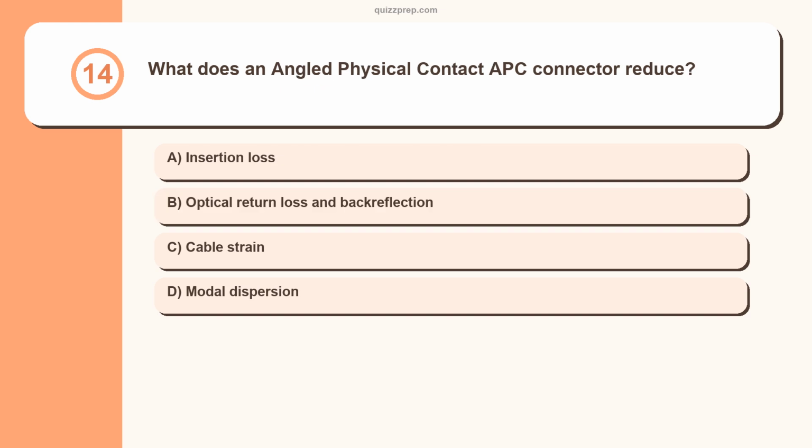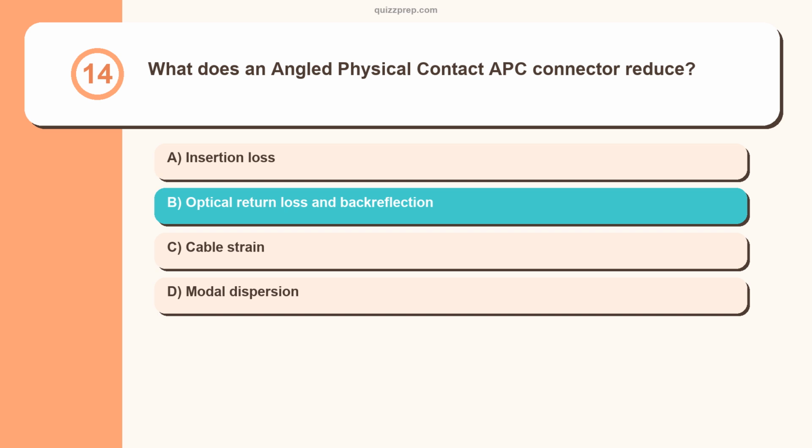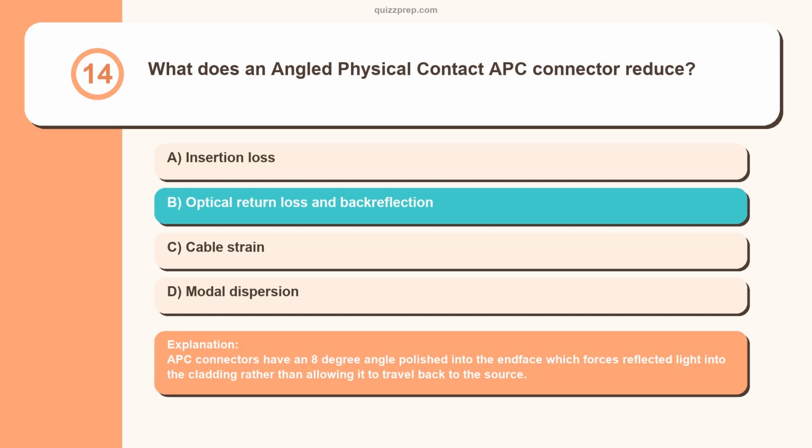Question 14. What does an angled physical contact APC connector reduce? Insertion loss, optical return loss and backreflection, cable strain, modal dispersion. APC connectors have an 8-degree angle polished into the end face, which forces reflected light into the cladding rather than allowing it to travel back to the source.